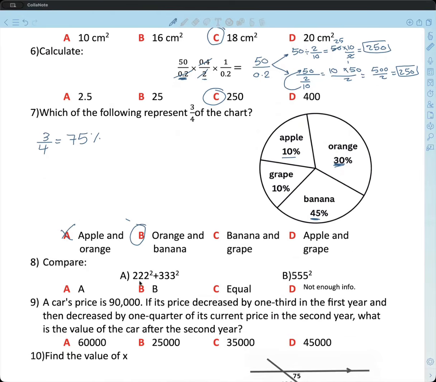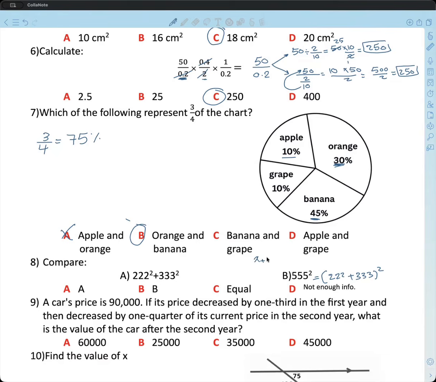Compare 222 squared plus 333 squared and 555 squared, which is greater. We have a method. You can write 555 as 222 plus 333 all squared. We have a shortcut for this. If you have the same numbers, if they are merged together under one square, it's greater than if you separated them like this. Because we have a rule which is called the perfect square.